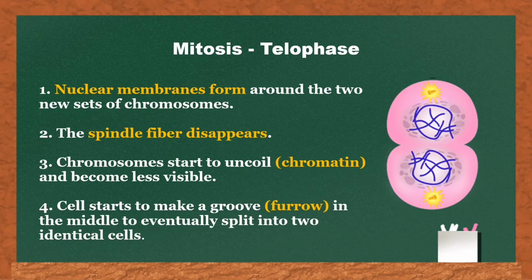The last stage is telophase. Nuclear membranes form around the two new sets of chromosomes while the spindle fibers disappear and can no longer be seen. Chromosomes start to uncoil and become less visible. Cells start to make a groove or furrow in the middle to eventually split them into two identical cells.